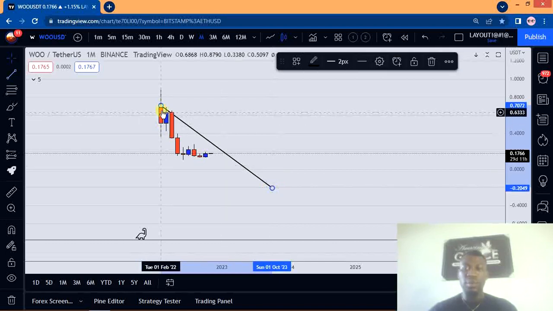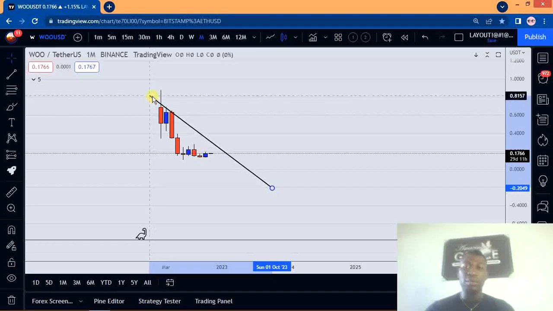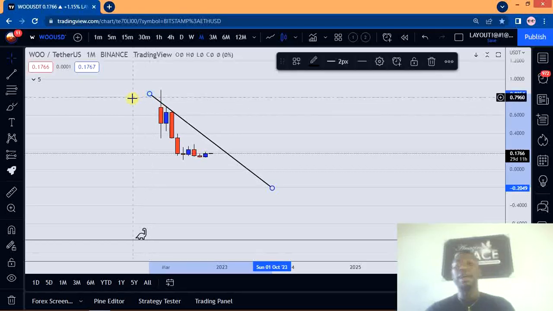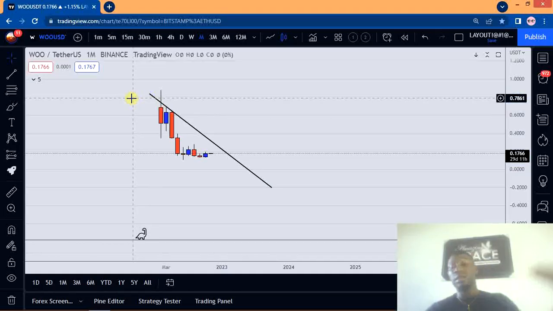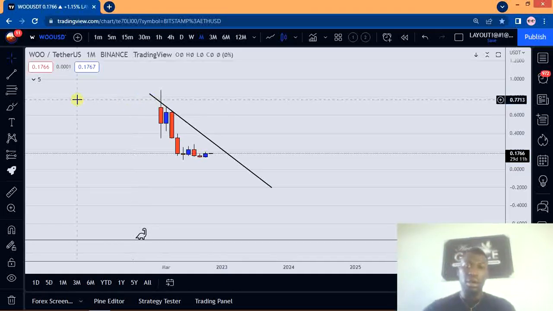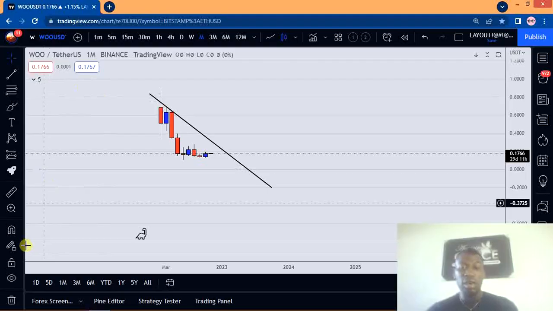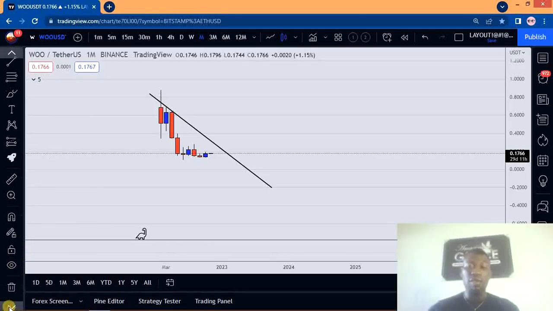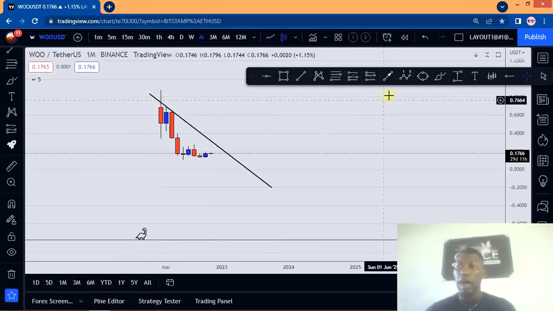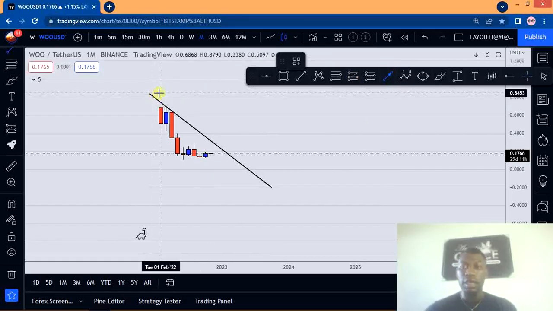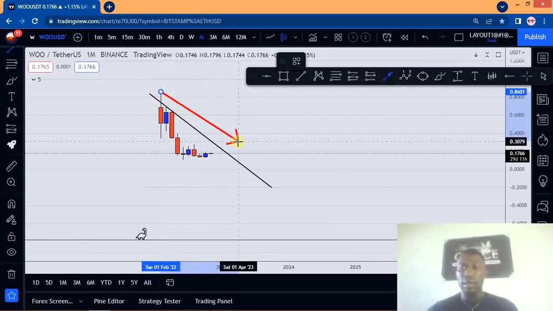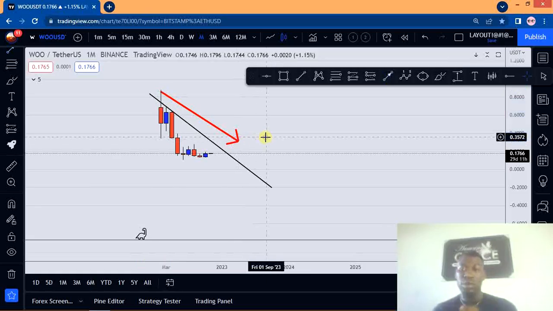What does it show? It shows that the market is on a downtrend. Either you use a trend line, or you come over here, use your arrow and do it this way, so you know that the market is on a downtrend and the market is bearish. You come to the monthly time frame to know the direction of the market.